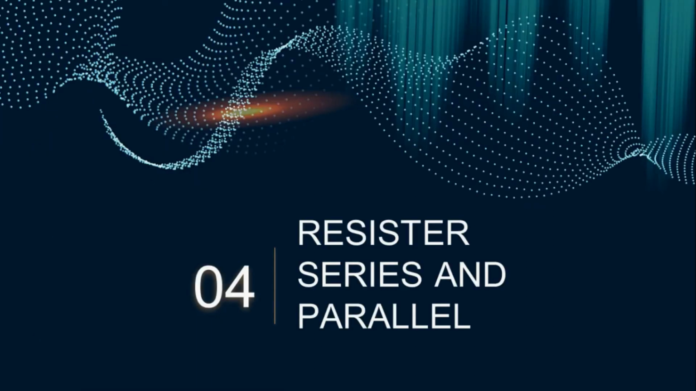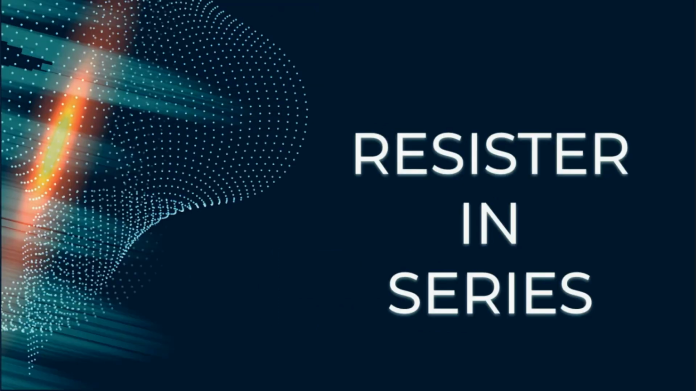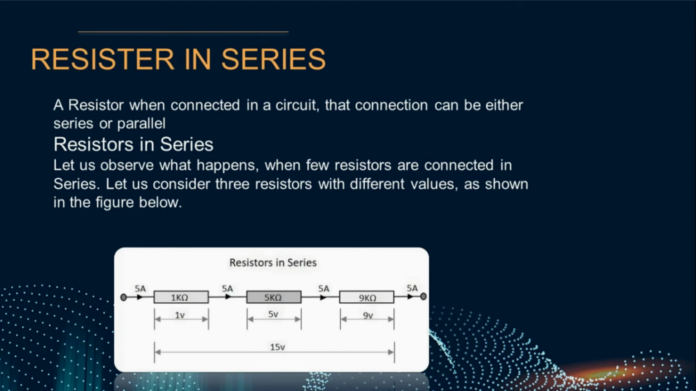Fourth and last, resistors in series and parallel. Resistor in series. A resistor, when connected in a circuit, can be connected either in series or in parallel. Let us observe what happens when a few resistors are connected in series. Let us consider 3 resistors with different values as shown in the figure below.